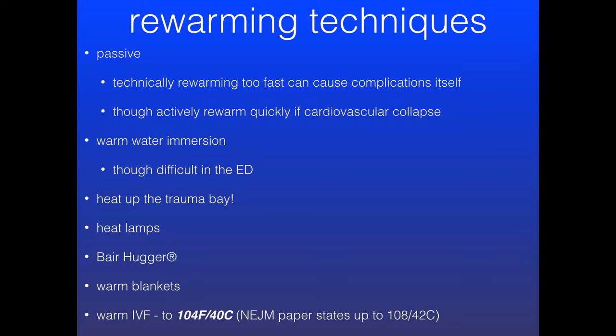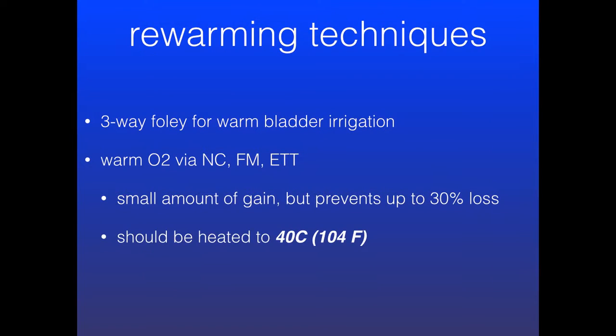And as far as how high should you warm the fluids to, a good temperature that they recommend is 104 Fahrenheit, 40 degrees Celsius. But the New England Journal paper actually says that you can go up to 42 degrees Celsius or 108 Fahrenheit. Next, you can progress to doing warm water bladder irrigation, again with a temperature of 104.